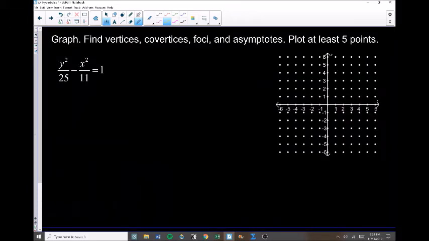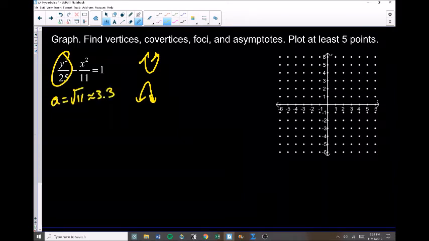Okay, so we're going to graph this hyperbola here. Since the y variable is coming first, it's going to have a vertical orientation. So I'm going to say that my a value is root 11, which is about 3.3, and my b value is 5. The center of this hyperbola is going to be at 0, 0. And this just means from the center, if I move left and right 3.3, these right here are my co-vertices.